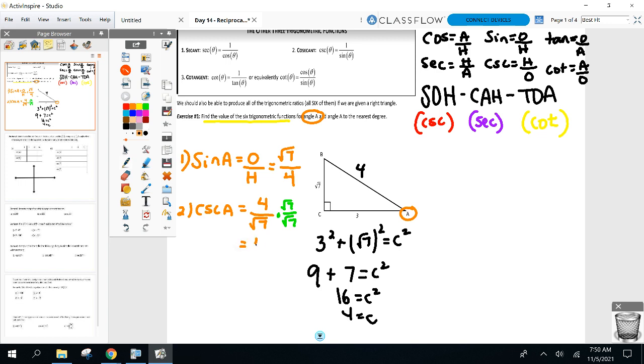On top, we should have 4 radical 7, and on the bottom, 7. There's cosecant, 4 radical 7 over 7.